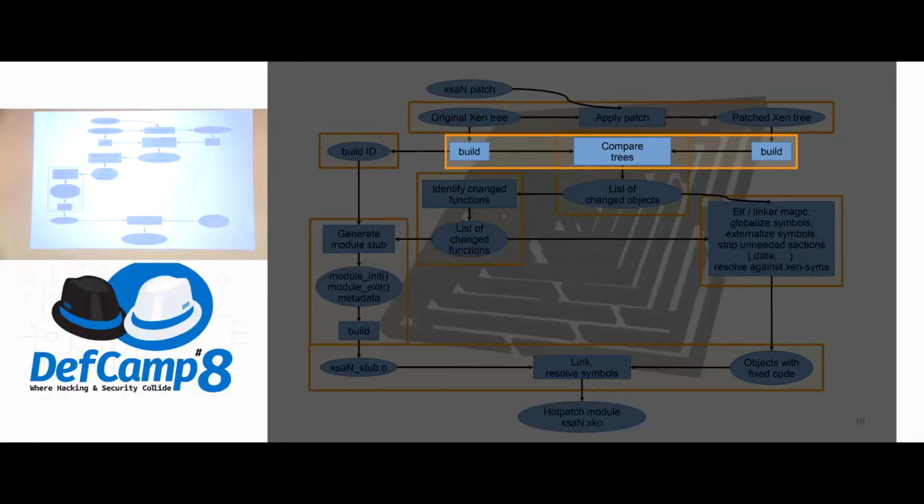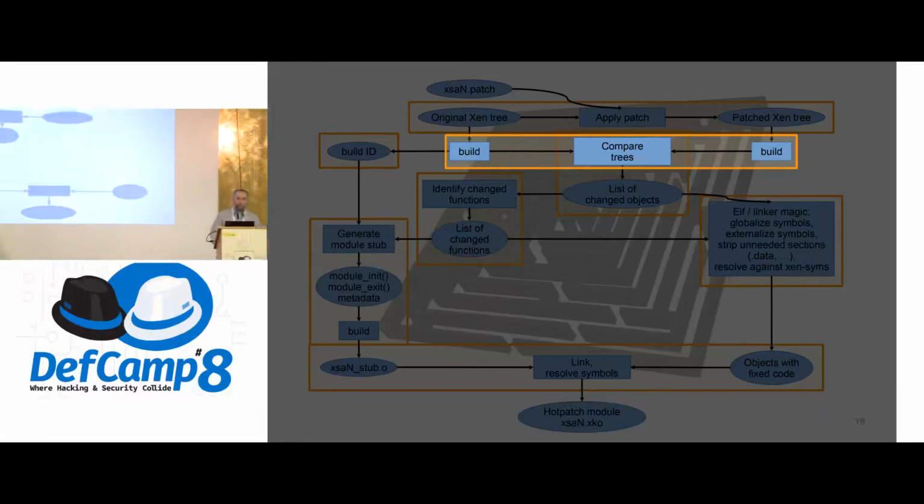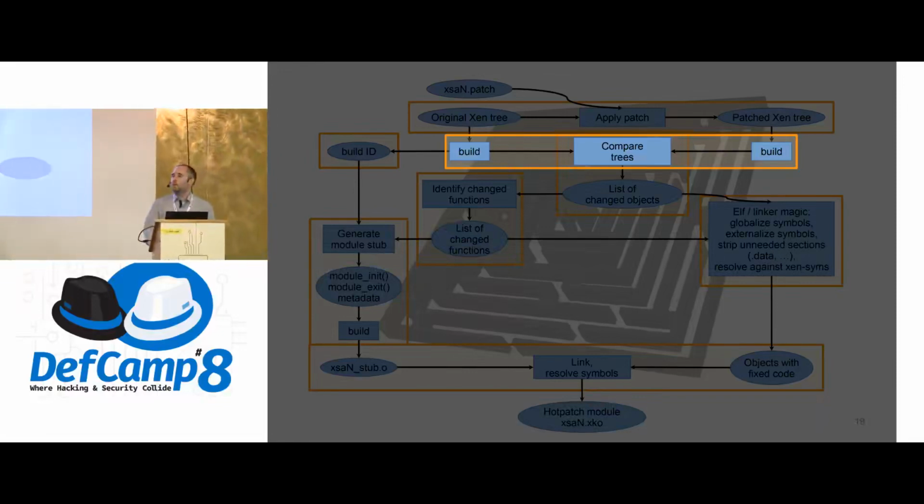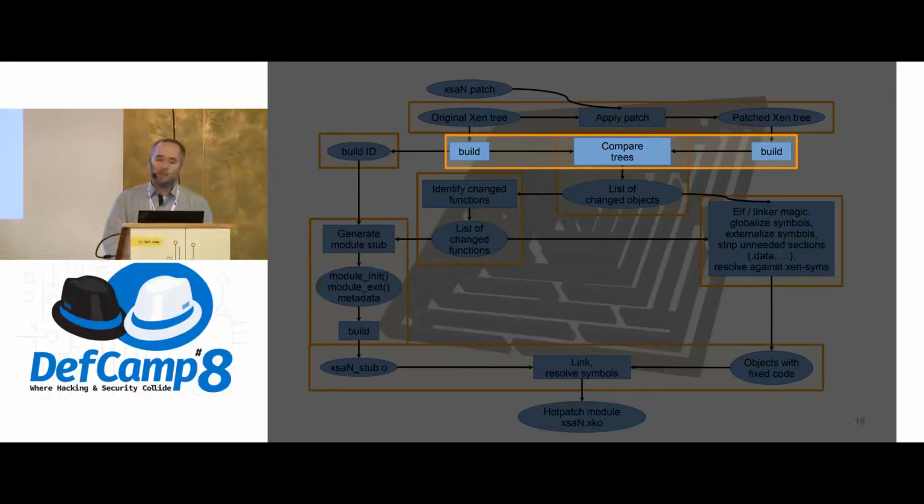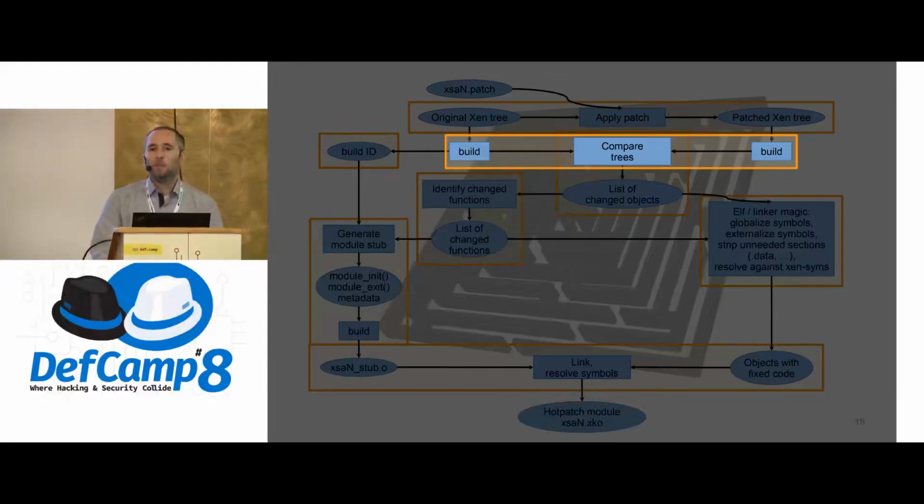So what we do with the list of functions, we generate some stubcode. The stubcode contains basically an init and an exit function that is used for activating and deactivating. And the stubcode calls into the splicing subsystem that we have.